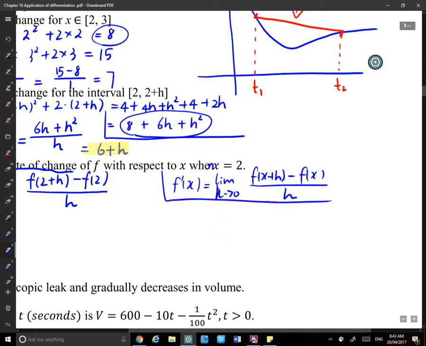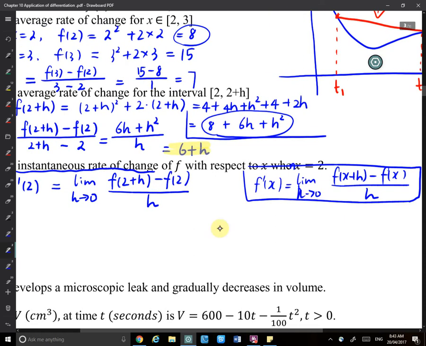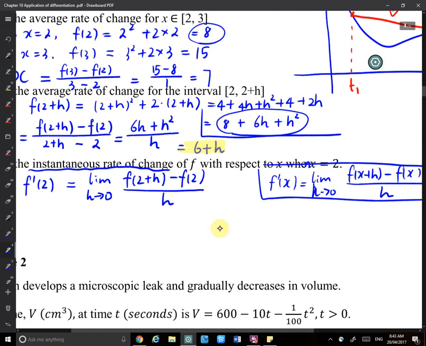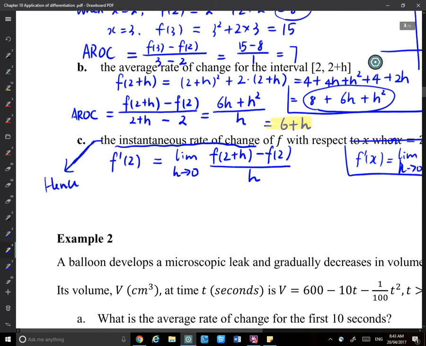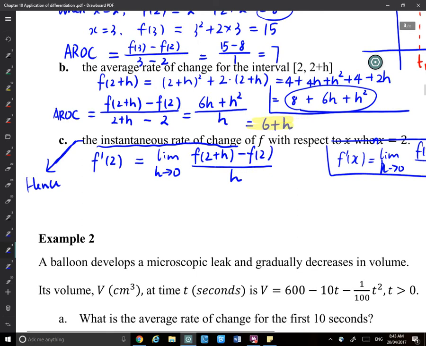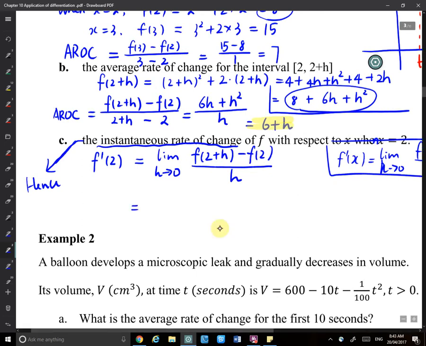That's first principle. But if you try to find one particular point of the derivative, you can directly change the x into the number you're trying to find. In this case, we want to find f'(2), which is the limit as h approaches 0 of f(2 + h) minus f(2) over h. Okay, why is it easier to use this way? What is f(2 + h) minus f(2) over h? Is this. Okay, is that. What is that? That is 6 + h.